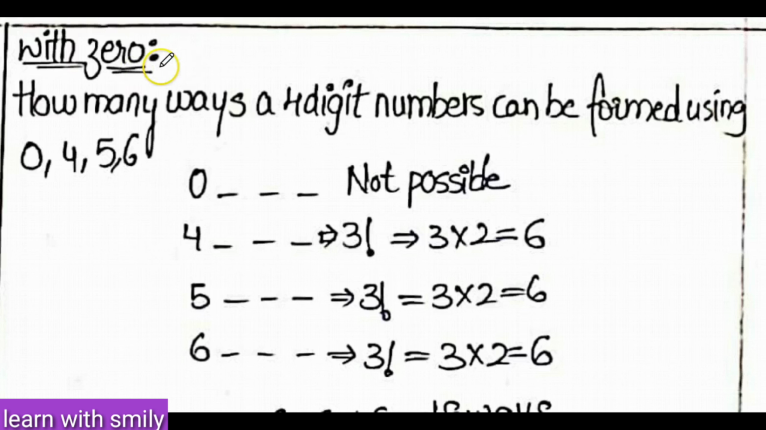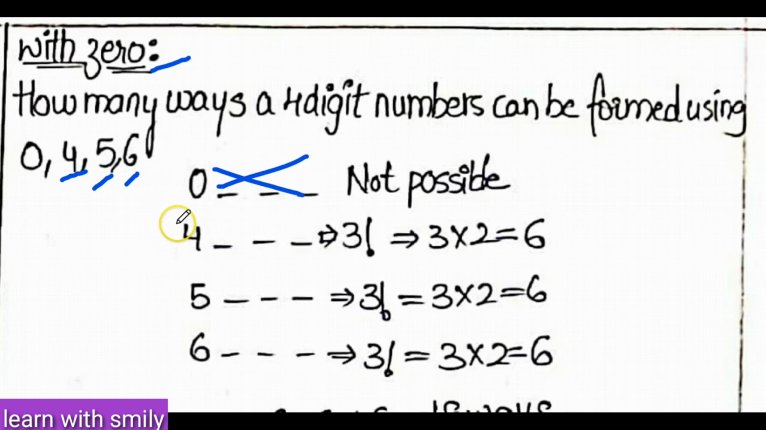Coming to the next segment, with 0. Read the problem: how many ways can a 4-digit number be formed using 0 4 5 6. What we will do is consider the first place of the 4-digit number. If we keep 0 at the start, there is no possibility of forming a 4-digit number when 0 is in the thousands place. But 4, 5, 6 can form a 4-digit number when placed in the thousands place.